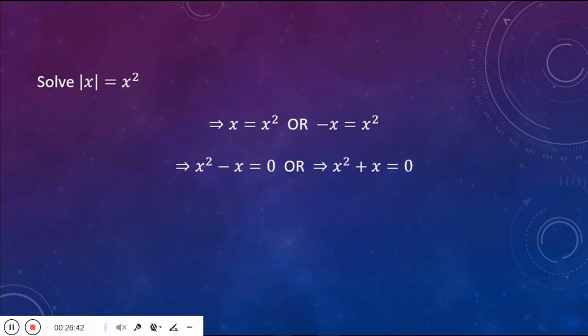To factor the x squared minus x, I can pull an x out of each term to give me x times x minus 1. To factor the x squared plus x, pull the factor of x out of each term and get x times x plus 1.